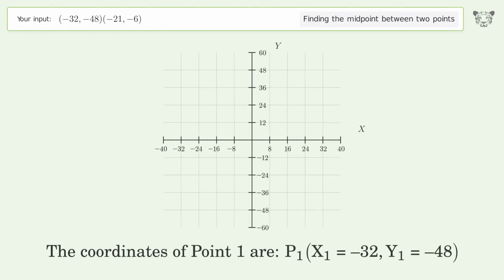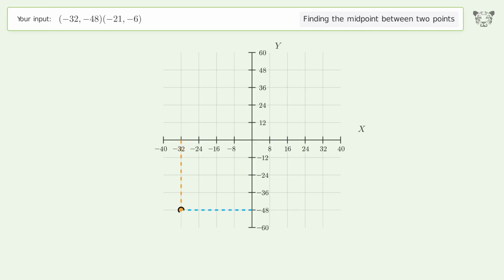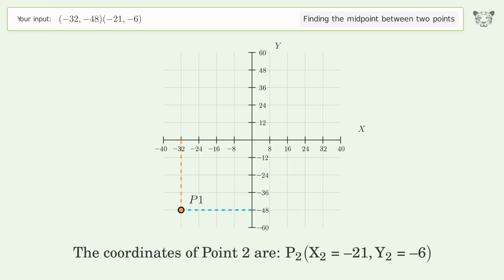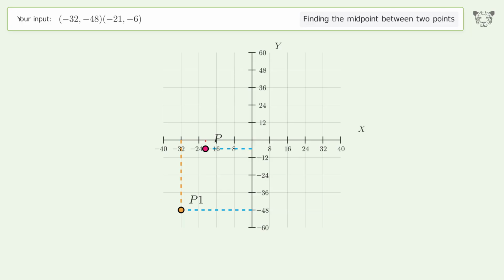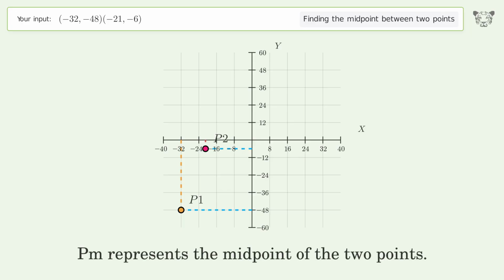The coordinates of point 1 are, x1 equals -32, y1 equals -48. The coordinates of point 2 are, x2 equals -21, y2 equals -6. PM represents the midpoint of the 2 points.